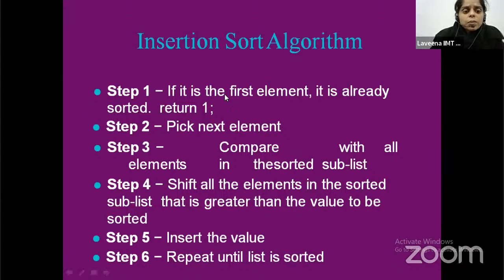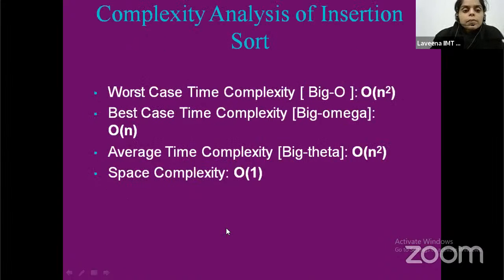The first step of insertion sort is that you find the first element and compare it with the second one. If it is already sorted, then leave it in the sorted subarray. Otherwise, you proceed ahead. Pick the next element and compare with all the elements in the sorted sublist. Shift all the elements to their particular position, in ascending or descending order. Insert the value, repeating until the list has been sorted.